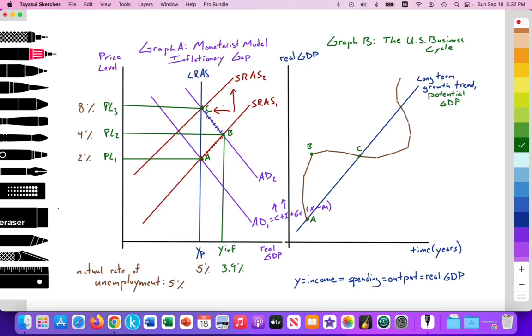Okay, so that is what is currently occurring. We have both demand pull and cost push inflation contributing to the rising prices that we're all experiencing in the global economy.